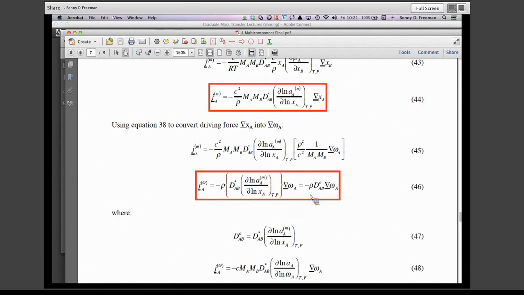The mass flux is equal to minus the density times the diffusion coefficient times the gradient in mass fraction of A. If the density is not changing in the system, I can bring rho inside this grad omega A, and I would have then that the mass flux is equal to minus the diffusion coefficient times the gradient in the concentration of A, which is what you would recognize as Fick's first law.